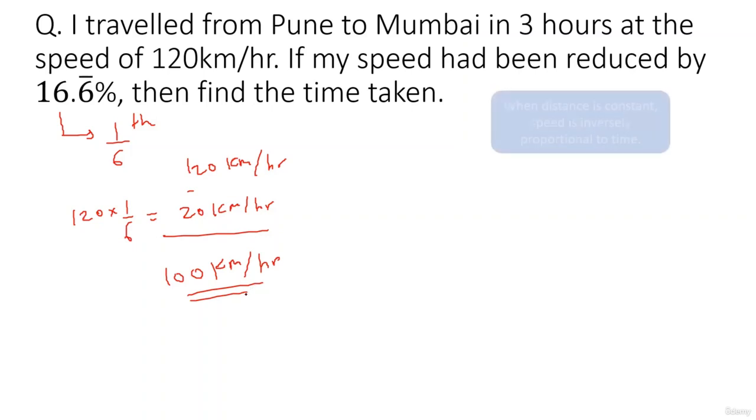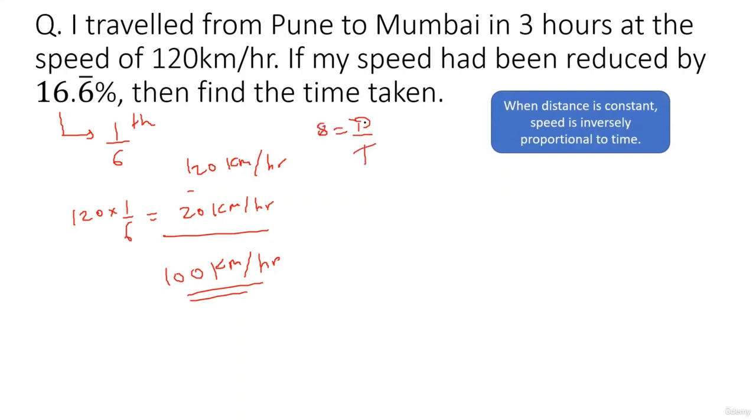Now we use the concept that whenever distance is constant, the speed is inversely proportional to time. The formula for speed is speed equals distance upon time. So if distance is constant, the product of speed and time is constant. Whenever the product of two quantities is constant, the quantities are inversely proportional, right? So speed into time will be a constant. So 120 speed into 3 hours will be 100 speed into x number of hours. The 0 cancels, 12 3s are 36 upon 10. The new time required is 3.6 hours.